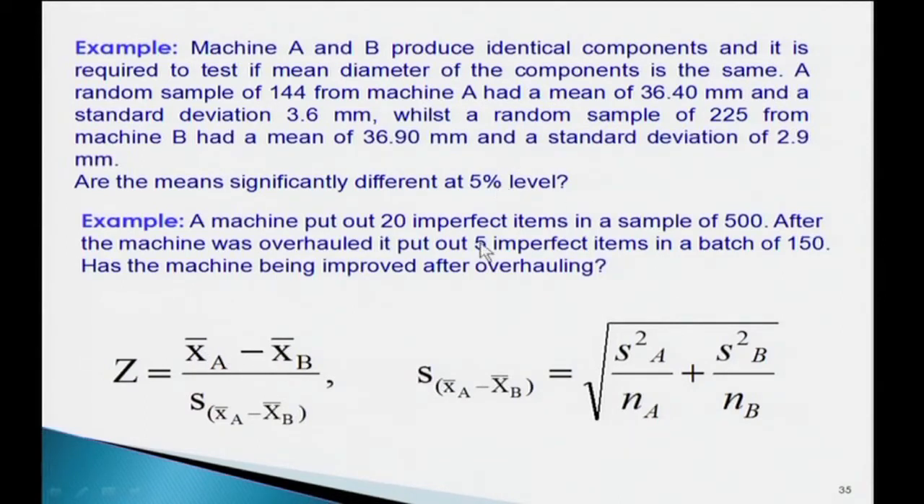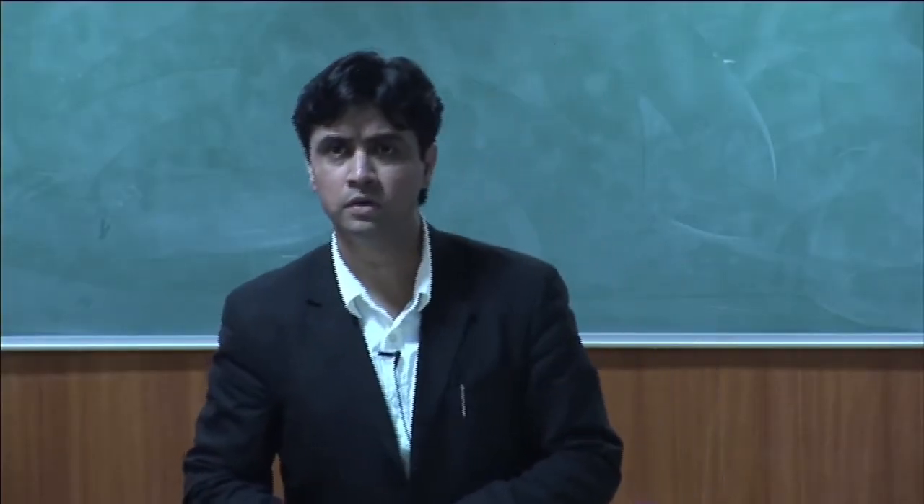P1 is 20 by 500, P2 is 5 by 150, and the standard error would become P1 Q1. So, P1 is 20 by 500, the Q1 would be 480 by 500, and by N1, N1 is 500, then P2 Q2 in terms of 5 by 150, and then 145 by 150, N2 here would be 150, right. So, the basic difference is only of the test statistic, the rest of the complete procedure is same. That can bring a good feeling to you. Once you are able to understand this, the rest of the whole procedure is same, and that will help you in having a conclusion or a right kind of interpretation, whether we should go by the null hypothesis assumption or the alternative one.